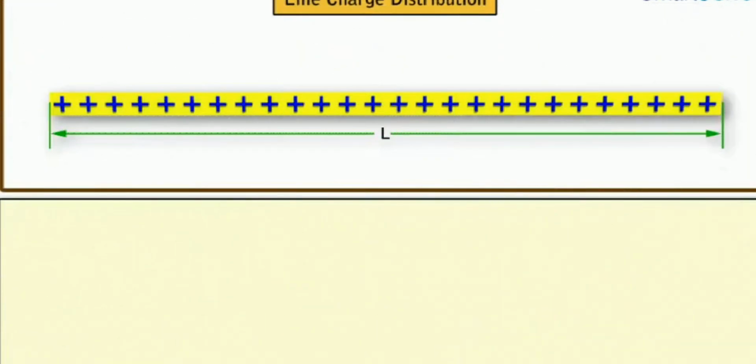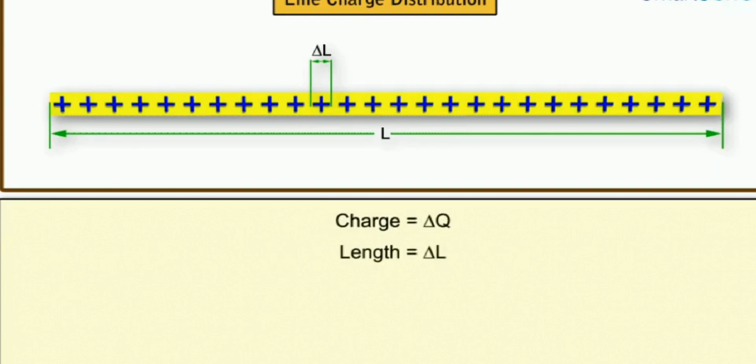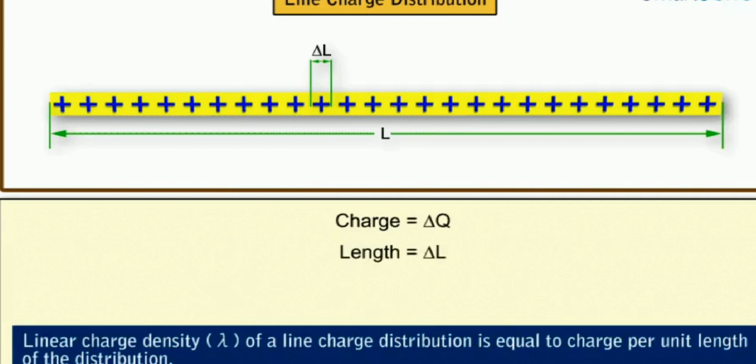Let us look at the line charge distribution of length L carrying a charge Q as shown. If we consider a small element of such a charge distribution having a charge delta Q and of length delta L, the linear charge density lambda of such an element is equal to delta Q by delta L. Since it is the charge per unit length, the SI unit of linear charge density, lambda, is Coulomb per meter. It is a scalar quantity.